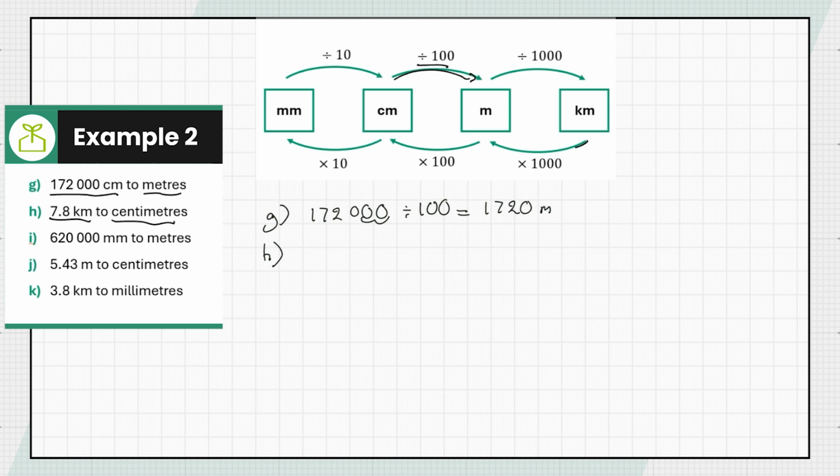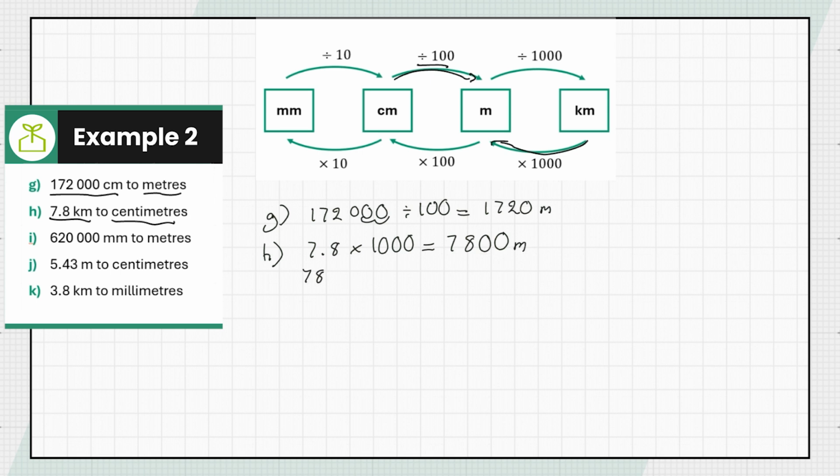If we look at H, we have 7.8 kilometers to centimeters. So first we go from kilometers to meters by multiplying by 1,000. So let's do 7.8 multiplied by 1,000. And that just means we move that decimal place 3 spaces to the right, so it's going to be 7,800 meters.